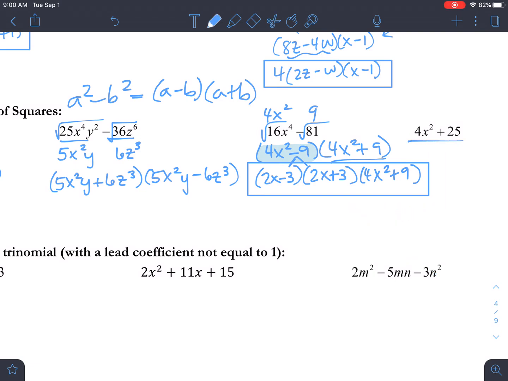Okay, so 4x squared plus 25, look for a GCF. No, it's two terms. So can we do difference of squares? No. So this is what we call prime. So again, when we can't factor something, we don't really say no solution since there's no equal sign. We call that prime.